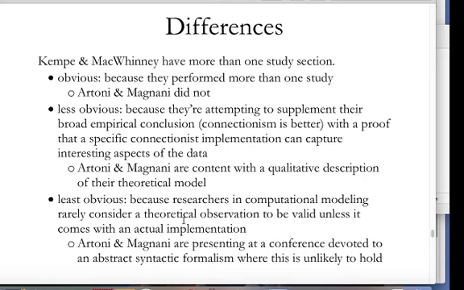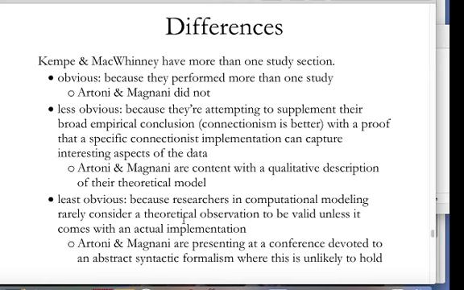Okay, so obvious differences. Kempe and McWhinney have more than one study section. They have two studies, right? Here's the obvious explanation: because they performed more than one study, and Artoni and Magnani did not. They only performed one study. That's pretty obvious.